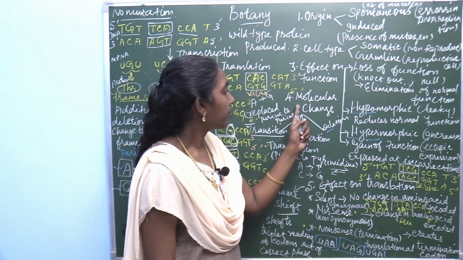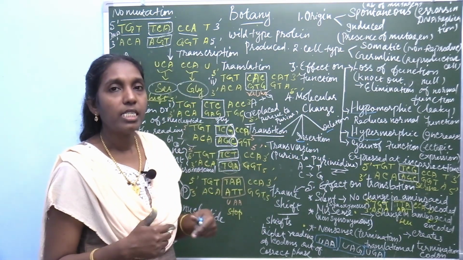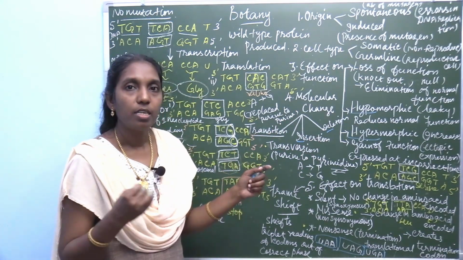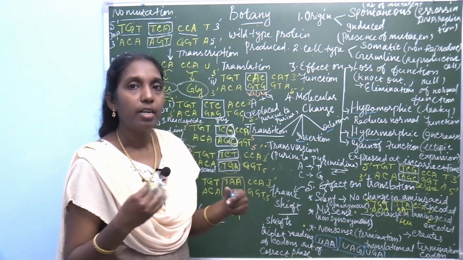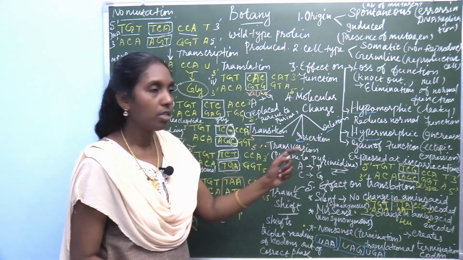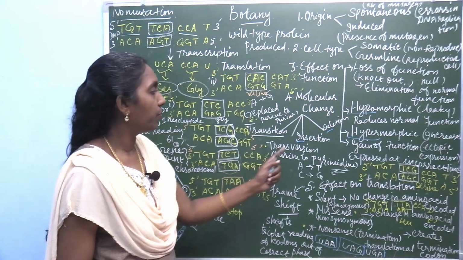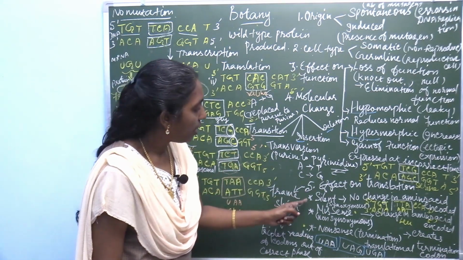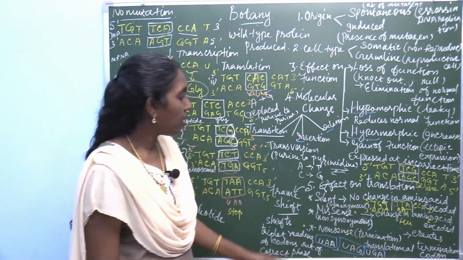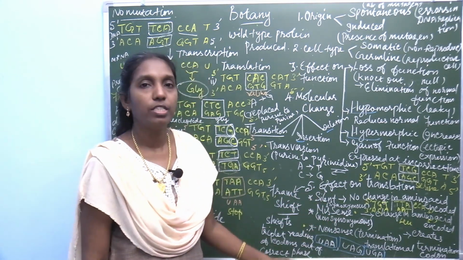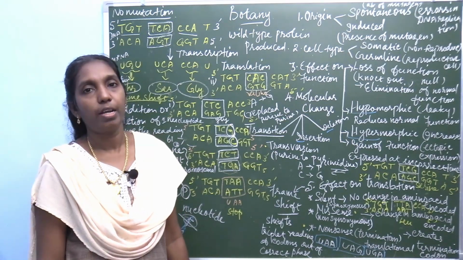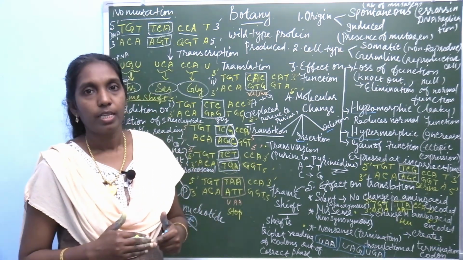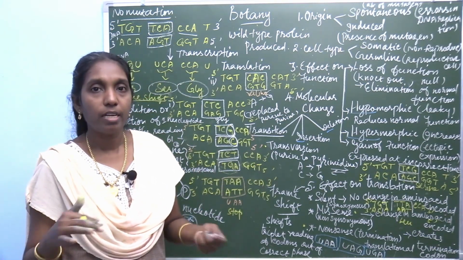Then the fourth one, molecular change. Based on molecular change, there are 4 different types of mutation: transition, transversion, insertion, deletion. This insertion and deletion are collectively called indel mutation, because of the in and del. Then, based on the effect on translation: silent mutation, missense mutation, nonsense mutation, and frame shift mutation. So, these all are different types of gene mutation. The second type is chromosomal mutation, that we can see in the next class.